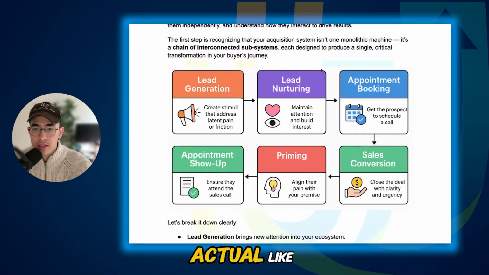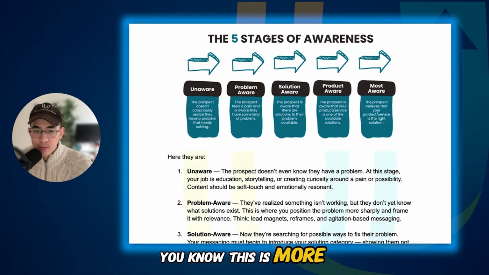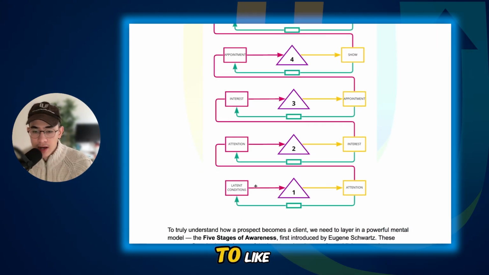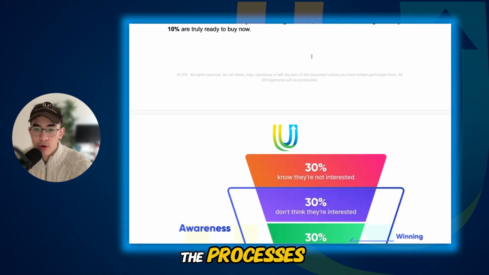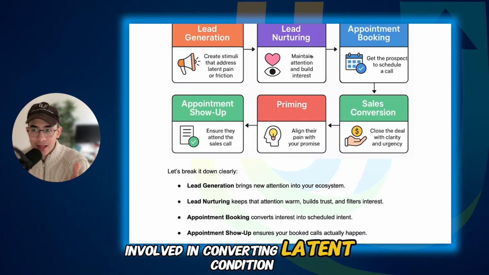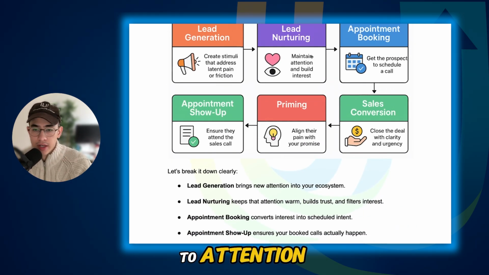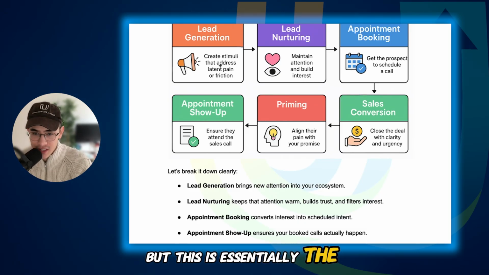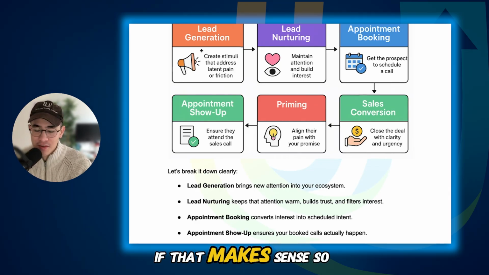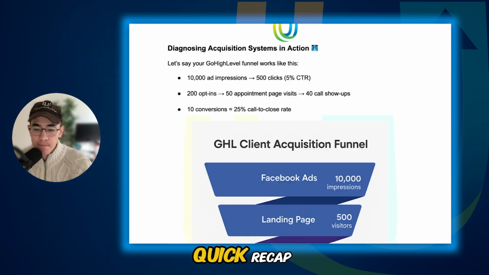And then you have this, which is more the actual theory. And then from 1, 2, 3, 4, 5, 6, these are the names of the processes involved in converting latent condition to attention through lead nurturing. This is the name of that process. Lead nurturing has many different steps involved, but this is essentially what it is about, if that makes sense. So, yep, quick recap.